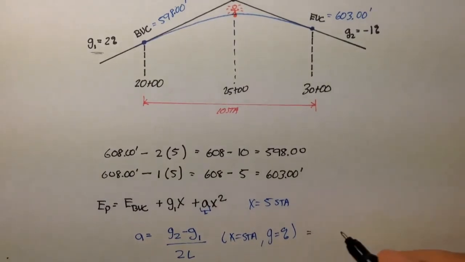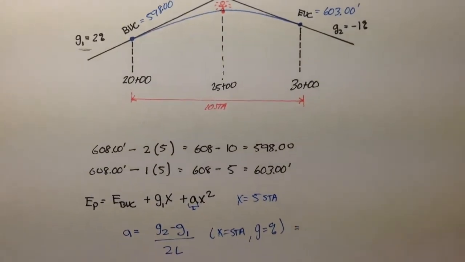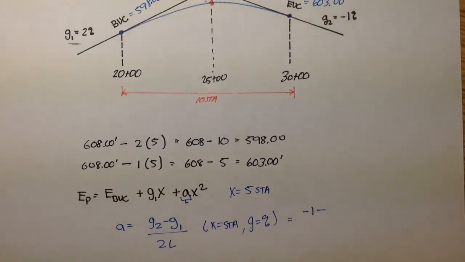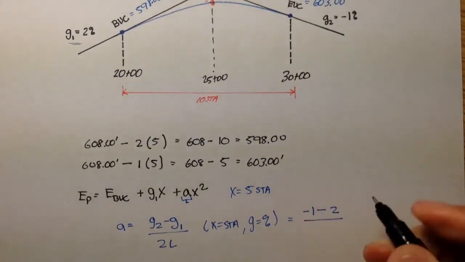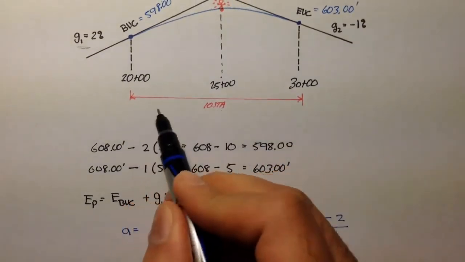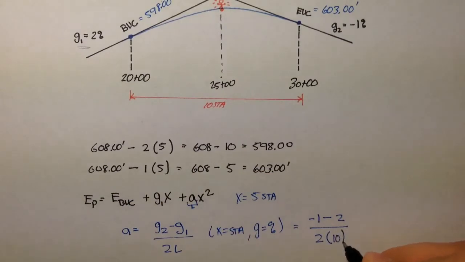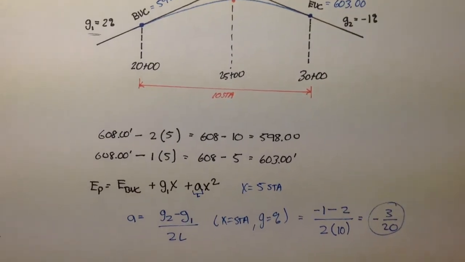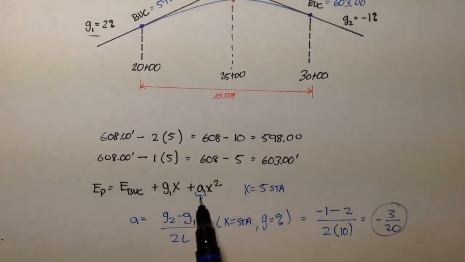So A is simply grade 2 minus grade 1, and grade 2 is -1, minus grade 1, which is 2%, over 2 times L. Well, the length of the curve is 10 stations. So we're left with -3 over 20. That's our A term. So we simply plug that A term into our equation.